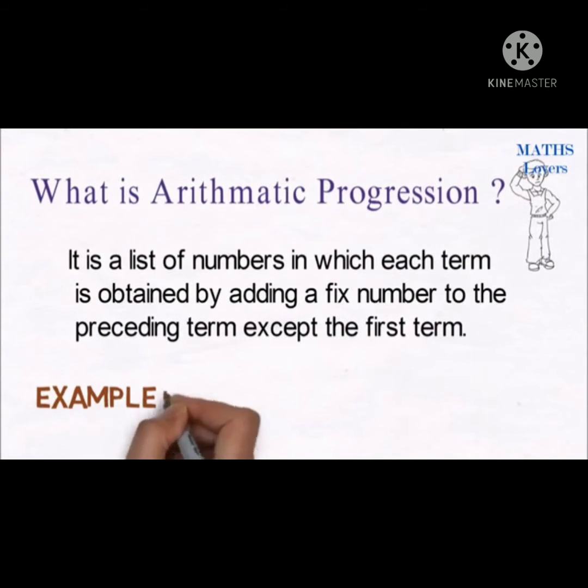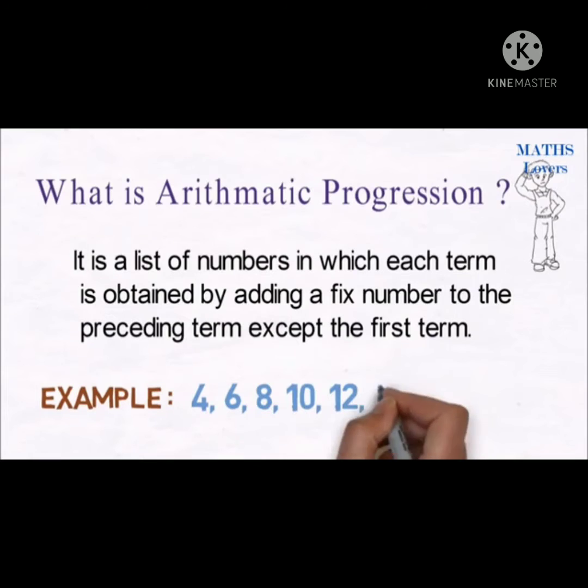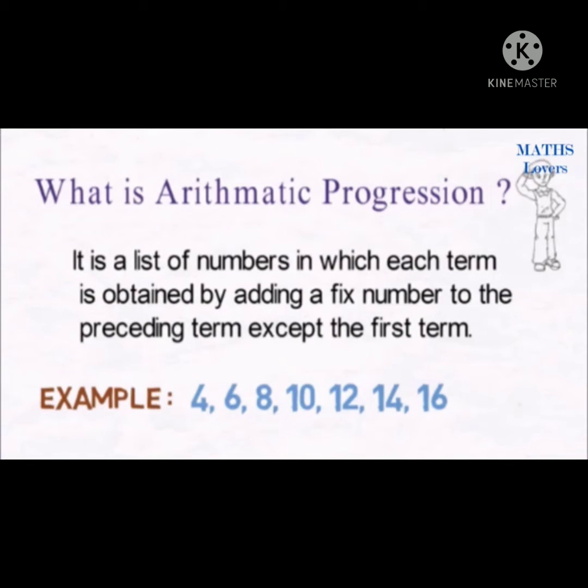Let's take a simple example. Here you can see that every term is obtained by adding 2 to the previous term, like 4 plus 2 is 6, 6 plus 2 is 8, and 8 plus 2 is 10, and so on.